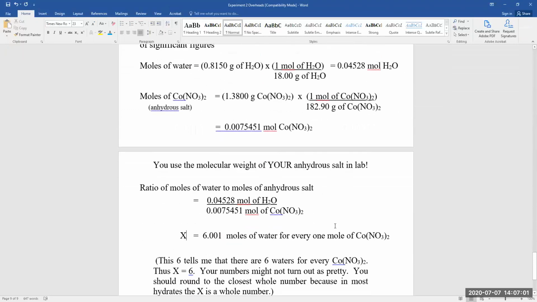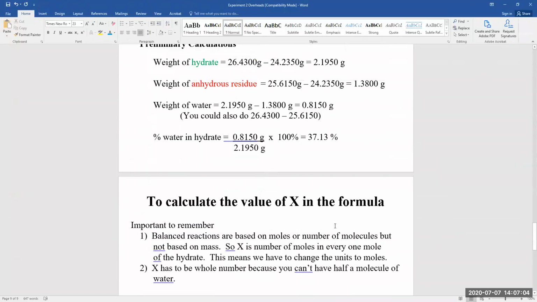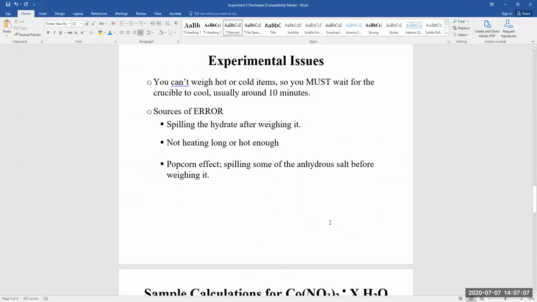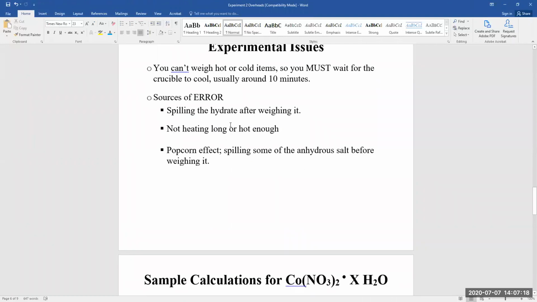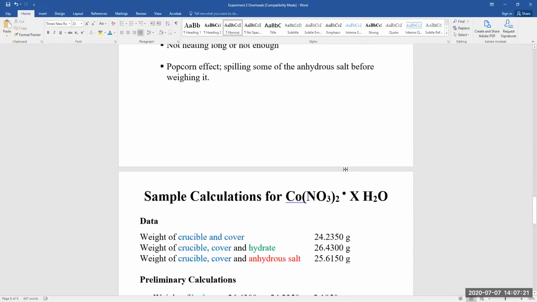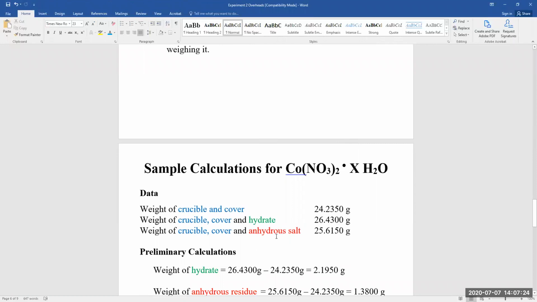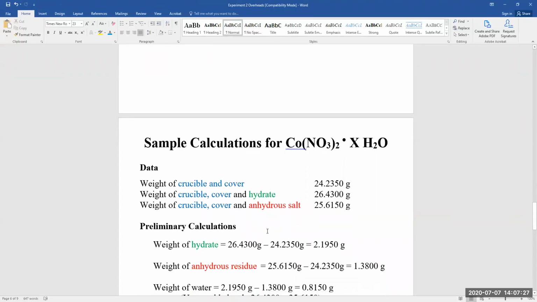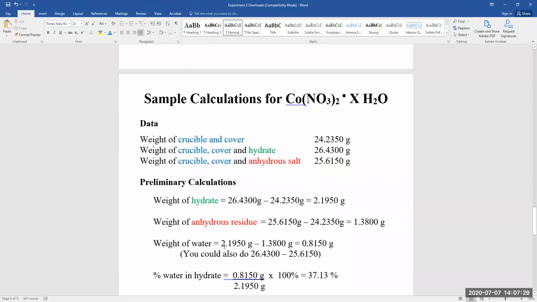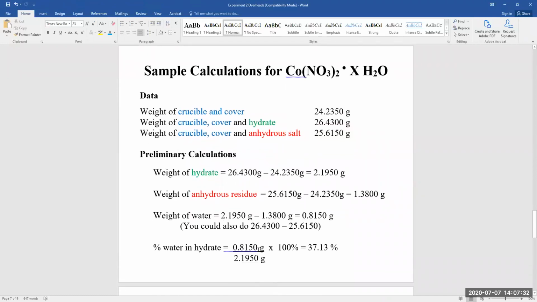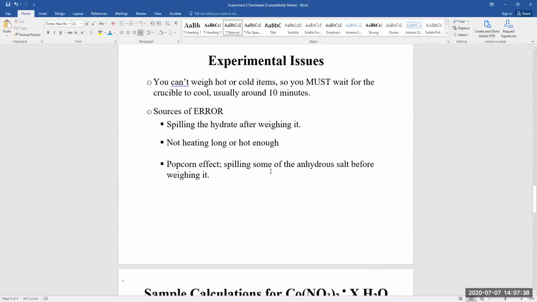Okay, so let's go back a minute, because now we know how the calculations are done. Let's look at a problem or two, and what effect a mistake would have. Say, for example, you don't heat it long enough or you don't get it hot enough. Then this anhydrous salt will still have some water in it, so your amount of water will be smaller, which means your percent water would be smaller, because you didn't drive out all the water.